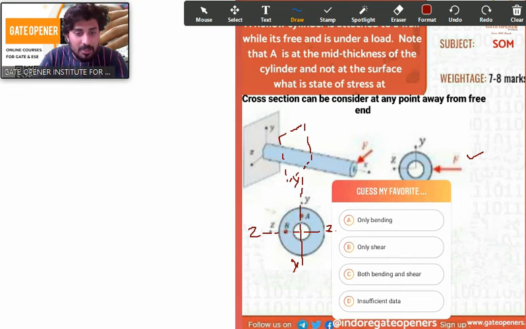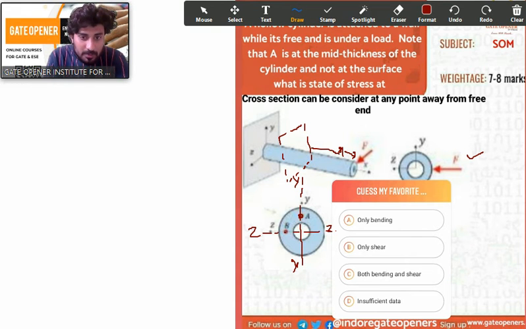So I'm taking this cross section, for example at x distance from the free end. They are asking what stresses you are going to feel at a point. It is very important to understand what kind of effect this force will generate on a point. We can understand this easily with the help of force transfer, or the force equivalent condition. If I transfer this force to that cross section, what do I get?